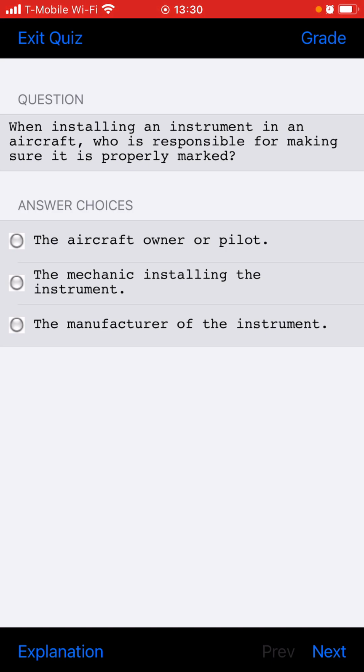What should be used to purge an oxygen system of moisture? Oxygen, dry air, or nitrogen? What action must be taken when an oxygen system has been opened to the atmosphere? The system must be purged of any moisture.